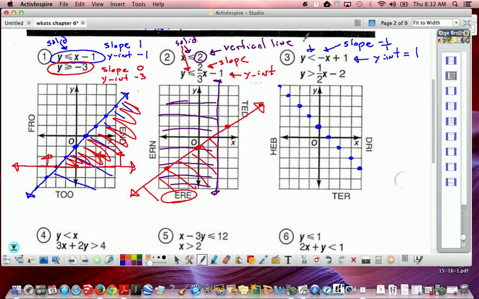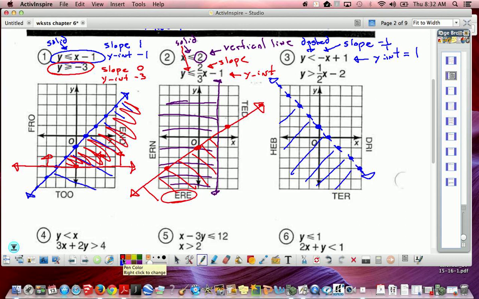Now this one is a dashed line because it doesn't have the equals. So what I like to do is just draw little dashed lines through my points, and I have my border line. Then what I need to do is test it. Well, it says less than, so again, a less than or equal to is below the line.